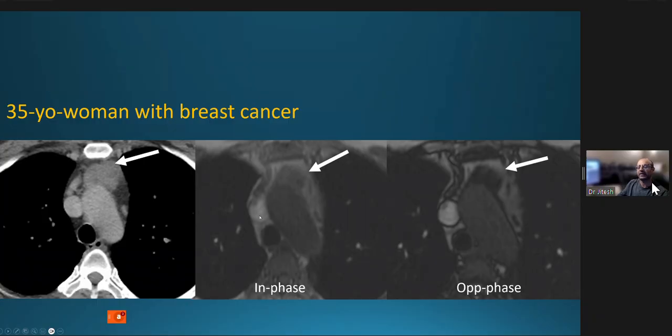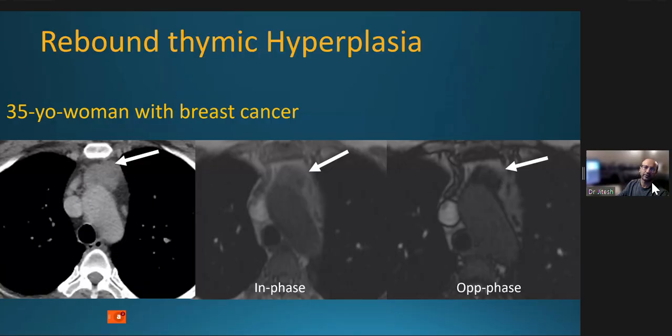So MR with chemical shift imaging is helpful to resolve whether this is a thymic hyperplasia or a primary thymic neoplasm or some other neoplasm. So in-phase and opposed-phase imaging is helpful to resolve this. If it is a thymic hyperplasia, we expect to see a signal drop on opposed-phase imaging, as we are seeing in this case. Whereas if it is not showing any signal drop, that means this lesion does not have any intracellular microscopic fat, and this could be a solid thymic neoplasm. But in this case, we saw this loss of signal on opposed-phase imaging. So this is another case of a rebound thymic hyperplasia.